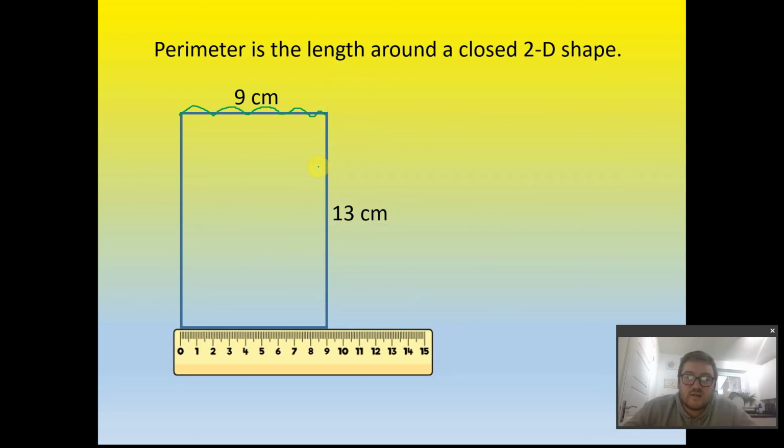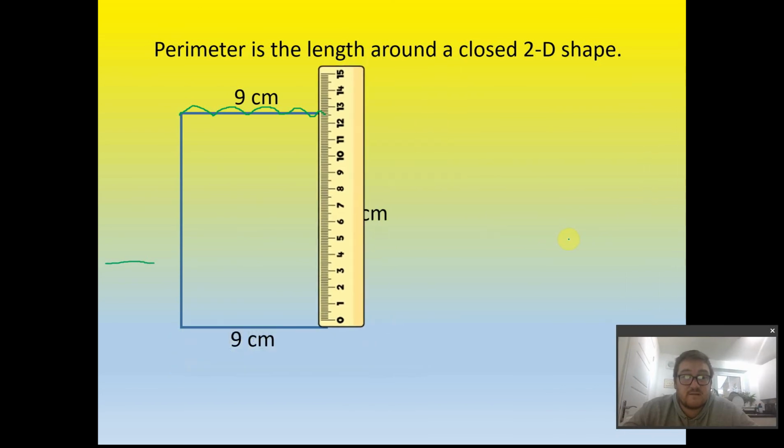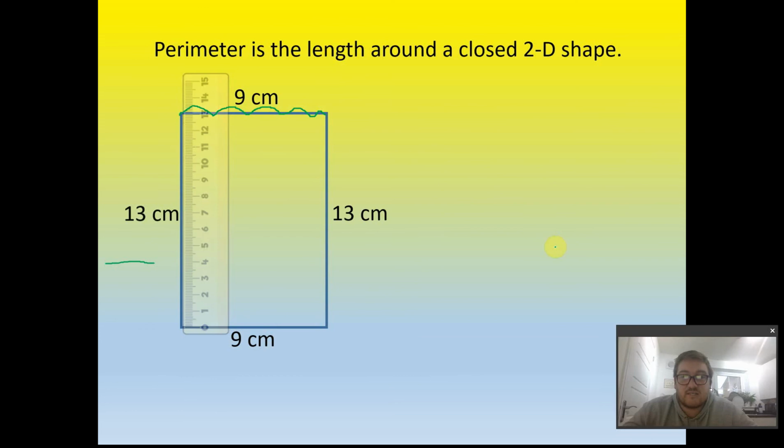Now, like I said earlier, do we need to measure these lengths again if we know it's a rectangle? I wonder if we do. Let's double check. Because it has equal opposite sides, we know that this side's going to be 9 centimeters, and I wonder who can tell me what this side's going to be. Have you guessed? Yeah, 13 centimeters as well.